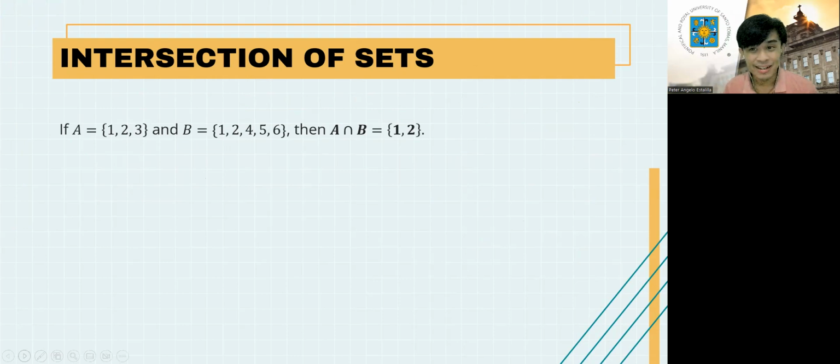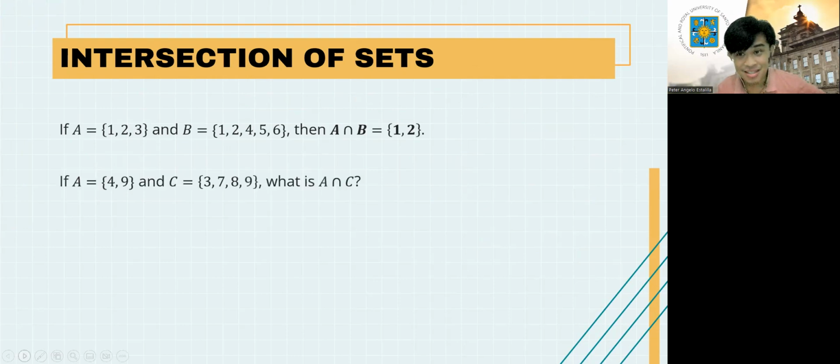Yeah. So, let's have this one sa chat box ulit. If A is 4 and 9, and C is 3, 7, 8, and 9, what is A intersection C? Ayan, ang bilis ni Mark. Very good. So the intersection of A and C is 9. Tama, kasi sila lang yung existing on both sets, di ba? Yung 4, wala naman to.